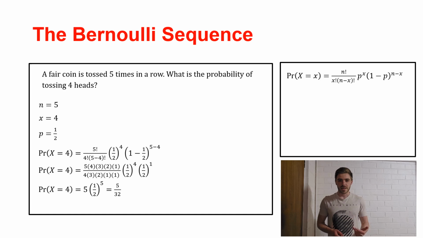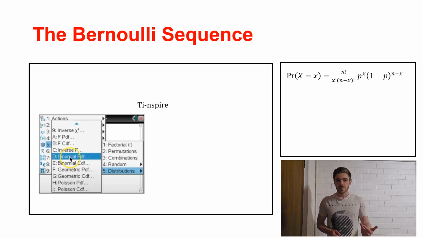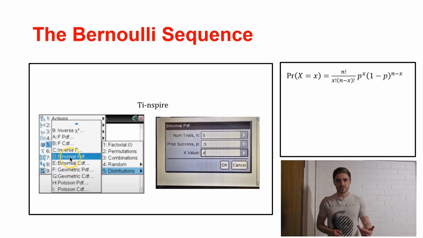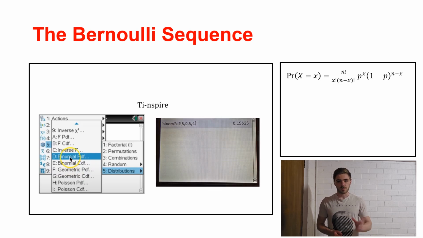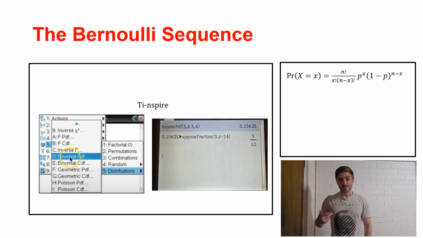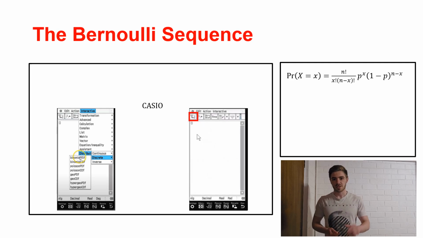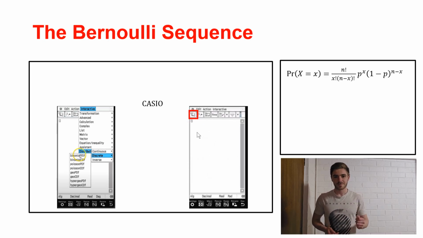If you want to solve this on a CAS, the syntax will differ depending on which CAS you have. On the TI Inspire, all you have to do is go to Menu, Probability, Distributions, and then Binomial PDF. It will always give you a decimal answer, so if you want to convert that to a fraction, just be sure to go to Menu, Number, and then Approximate to Fraction. On the Casio, it's found under Interactive, Distributions, Discrete, and then Binomial PDF. And again, if you want to convert to a fraction, on the Casio it's ever so slightly different. You're just going to click the Convert button at the top left corner.